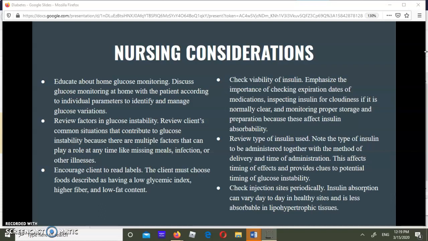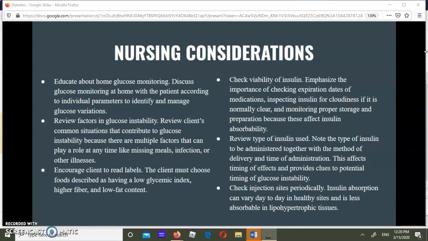Review factors in glucose instability. Review clients' common situations that contribute to glucose instability because there are multiple factors that can play a role at any time, like missing meals, infection, or other illnesses. Infection may lead to raising in blood glucose level, regardless of the missing meals.